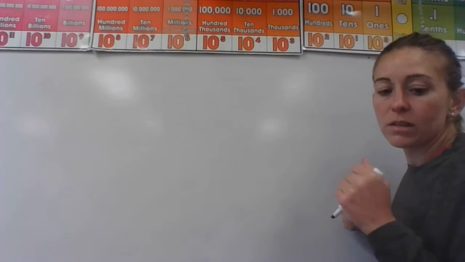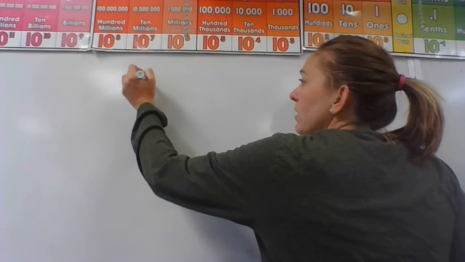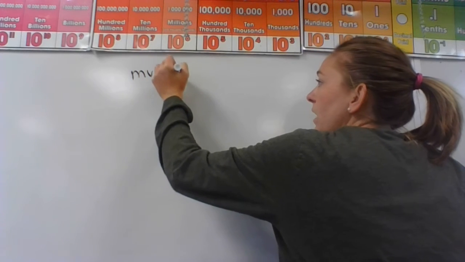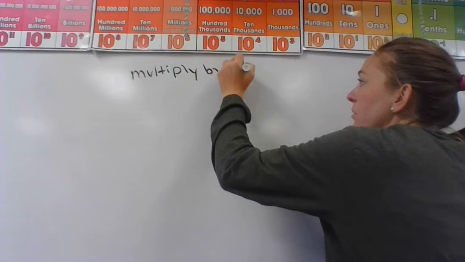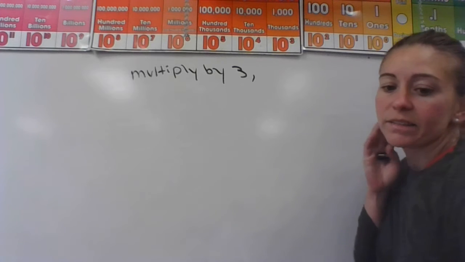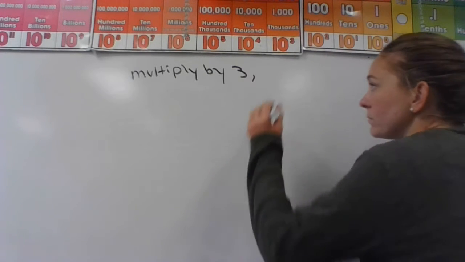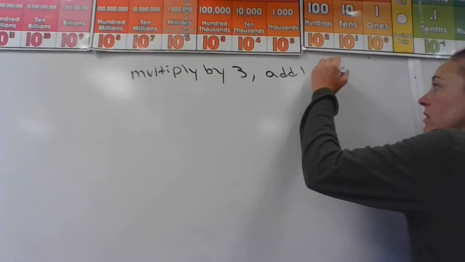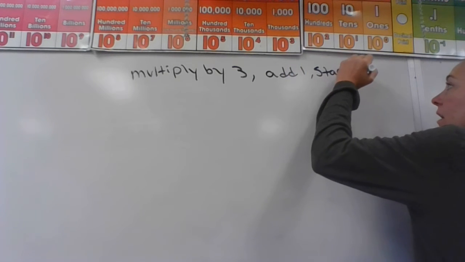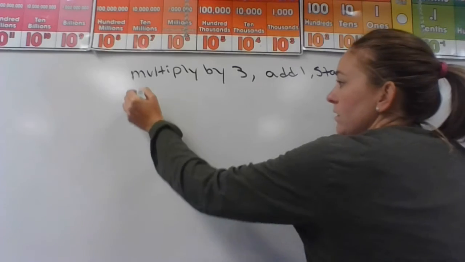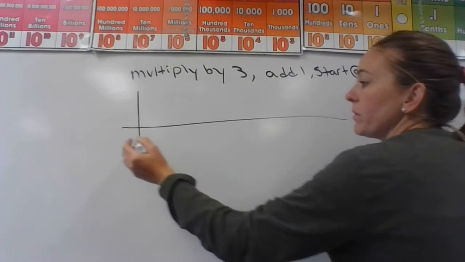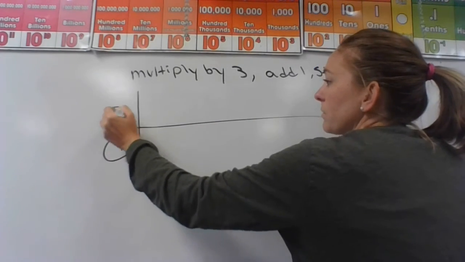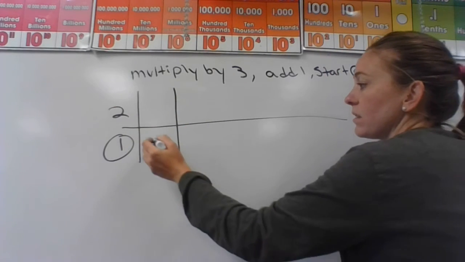On this next one, let's multiply by 3 this time. Multiply by 3, and let's add instead of subtract. How about we'll add 1. And we'll start at 2 again. Okay, so our first term is 2.